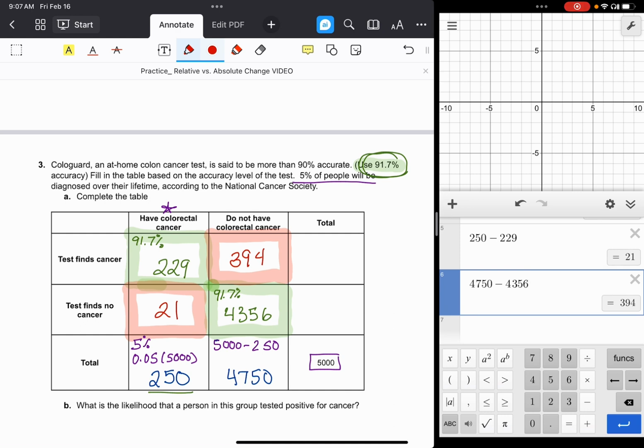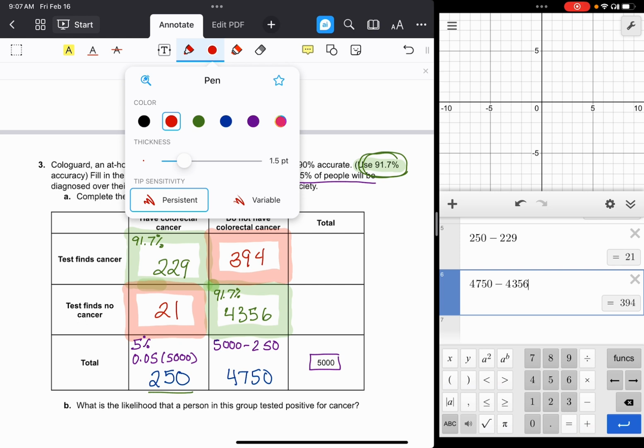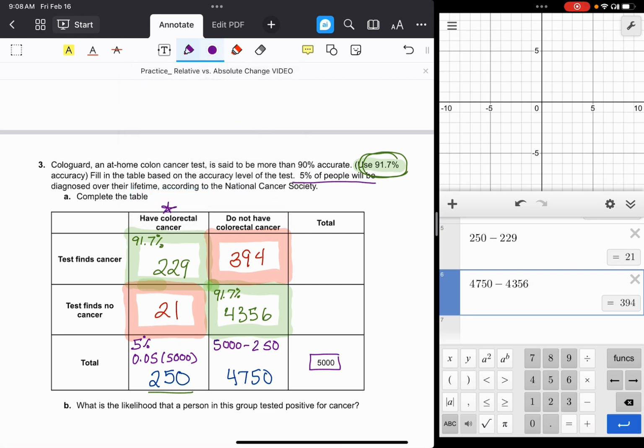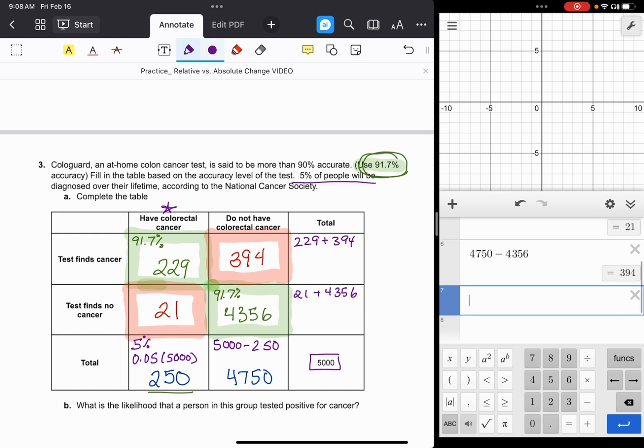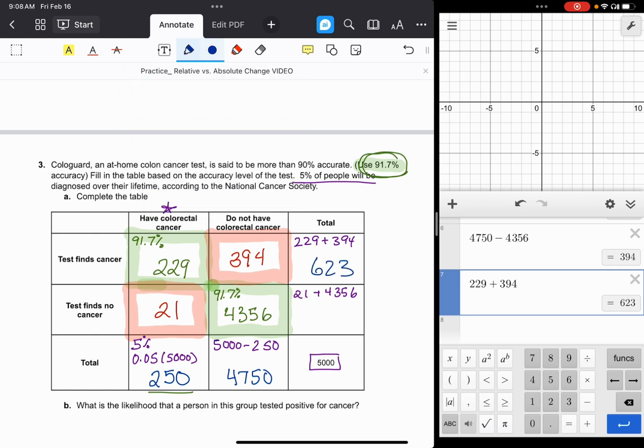Now, whenever I'm doing these charts, I do like to double check that all my numbers work. So I'm going to total my rows just to make sure that all the numbers add up. I'm going to do 229 plus 394 in this top row, and 21 plus 4,356. So going over here, I have 229 plus 394, and I get 623.